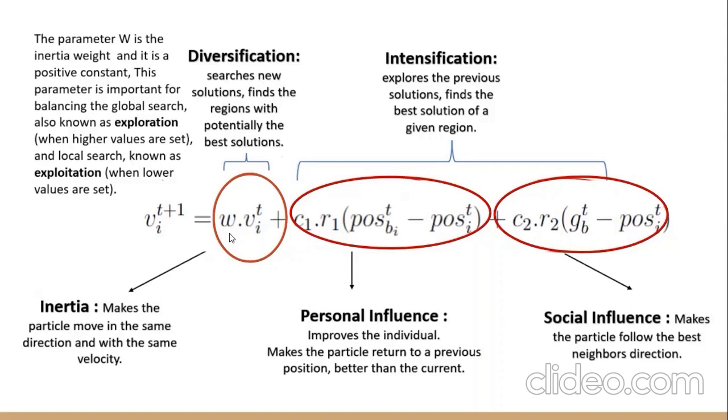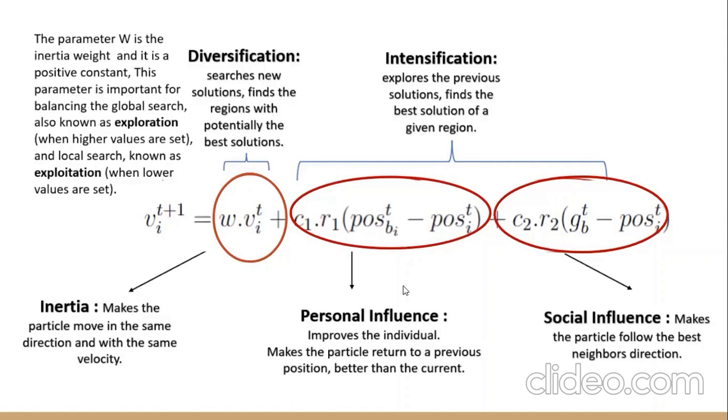The W over here is for the inertia weight. Basically, if W equals 1, the particle continues moving in the same direction. But if it is in the range of 0 to 1, the particle changes its direction. The next two parts are used for exploring the previous solutions and finding the best solution for a given region.